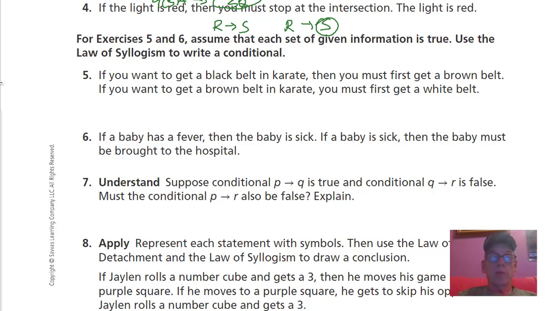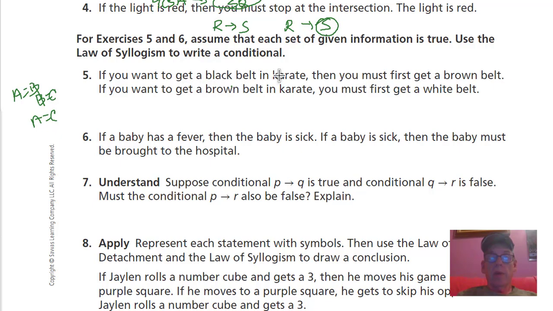Now the law of syllogism is like a transitive property. Like if A is equal to B and B is equal to C, then because B is equal to B, you've got A equal to C. So the B in the middle serves to transfer the link from A to C and make them equal to each other. The same thing is going to work with our logic in geometry. Now assume that each set is true, and then we want to write a conditional.